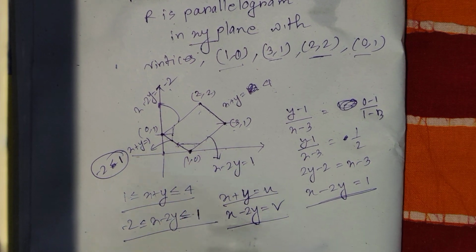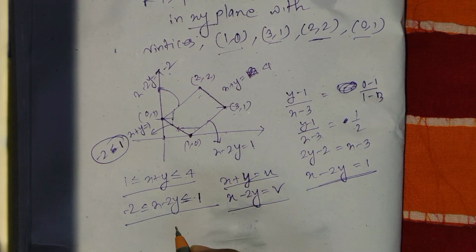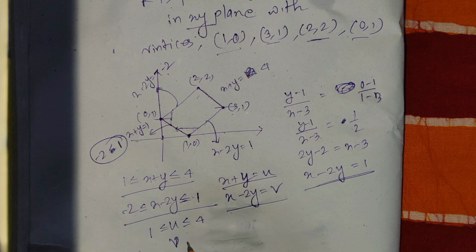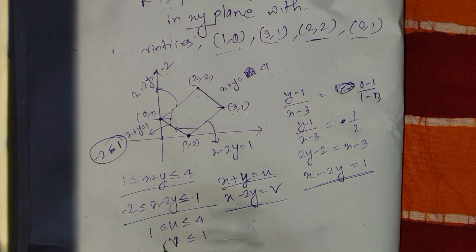So using that we can easily say the limits of u. u is less than or equal to 4 and greater than or equal to 1. And what about v? v is less than or equal to 1 and greater than or equal to minus 2.